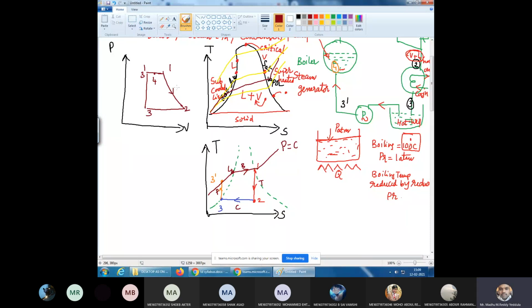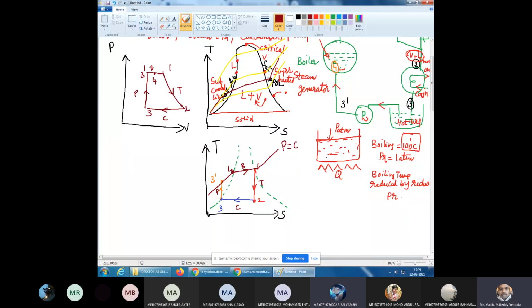So this is the turbine. Then this is the compressor, and this is the pump, and this is the boiler. In the boiler, we are adding the heat. Just go through the PV and TS diagram. If you have any doubt, please ask me.